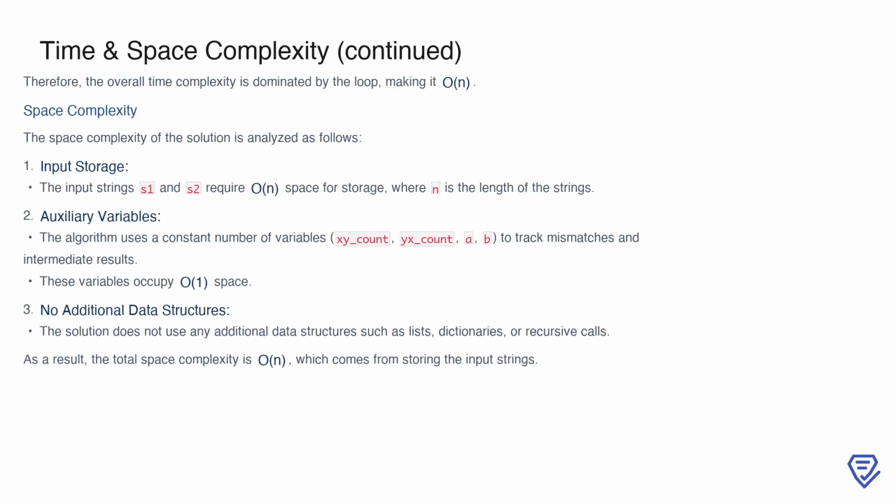Now, let's evaluate the space complexity. First, we need to consider the storage of the input strings S1 and S2. Since both strings have a length of n, they require O(n) space. Additionally, the algorithm uses a small, fixed number of auxiliary variables, such as xy_count, yx_count, a, and b, to track mismatches and intermediate results. These variables occupy constant space, or O(1). Importantly, this solution does not use any additional data structures, such as lists or dictionaries, nor does it involve recursive calls that would add to the space complexity. As a result, the total space complexity is determined by the input size, which is O(n).